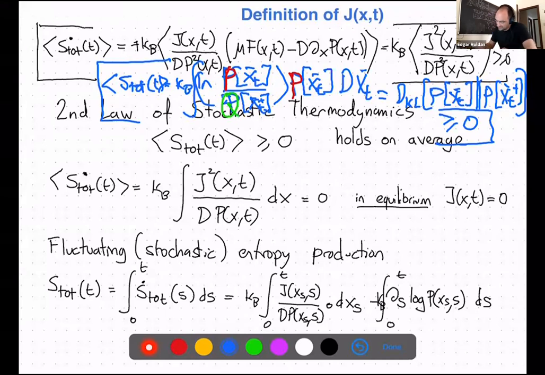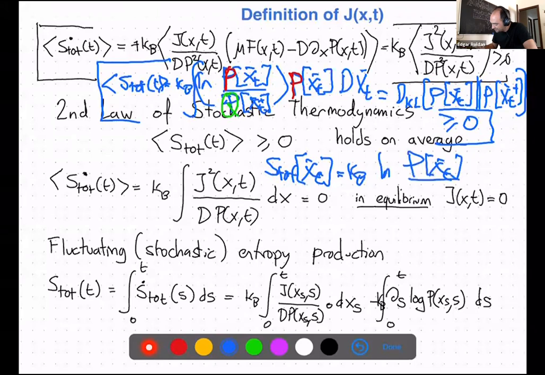So here I use the result that I showed the other day, that the stochastic entropy production associated to a trajectory is KB times the logarithm of the path probability to see XT divided by the path probability in the time reversal process to see the time reversal trajectory. Okay, this is another way, shorter maybe, but the other one is more physical. So both are correct.